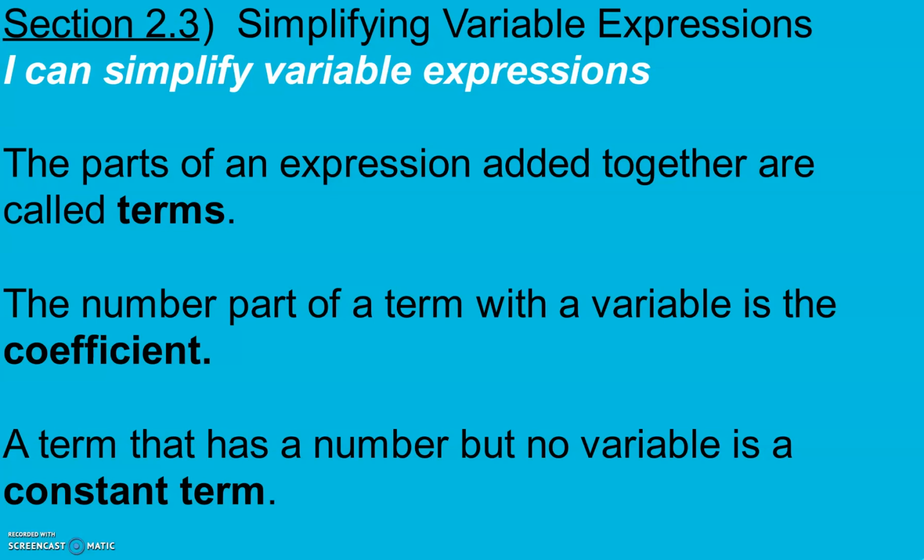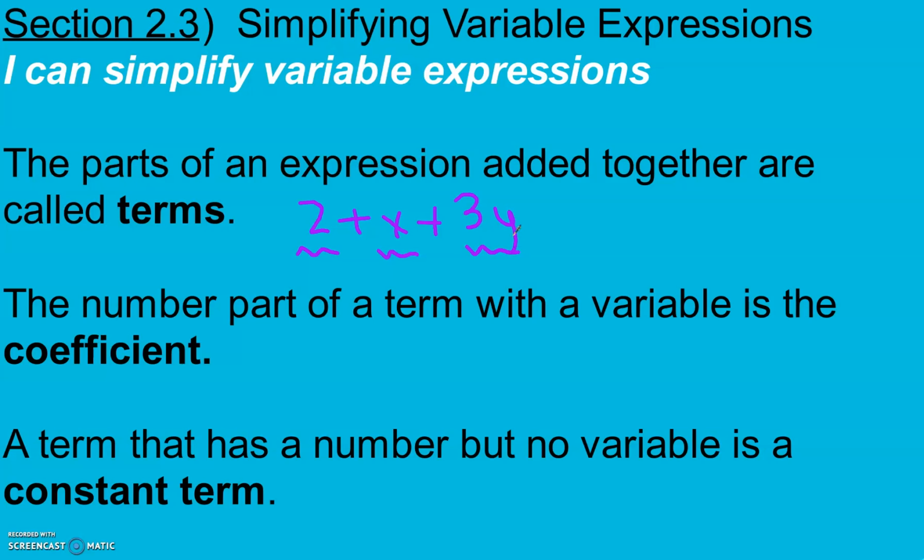Section 2.3 is simplifying variable expressions. Learning target: I can simplify variable expressions. The parts of an expression added together are called terms. So, 2 plus x plus 3y. 2 is a term, x is a term, 3y is a term.